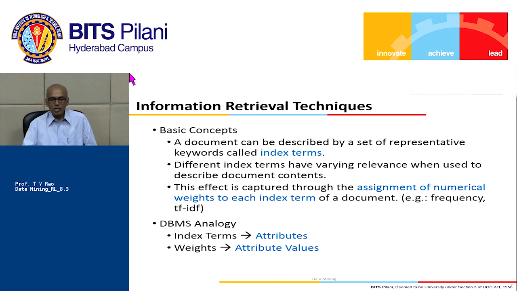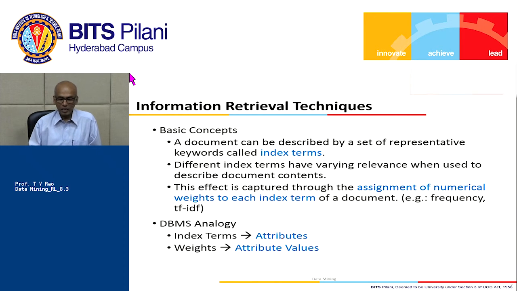And sometimes we assign numerical weights to each index term. We are going to look at term frequency and inverse document frequency shortly. Those numbers are going to help us differentiate the importance of some of the index terms compared to the others. If we are looking at a DBMS analogy, the index terms are somewhat like attributes, and the weights are representing the attribute values.